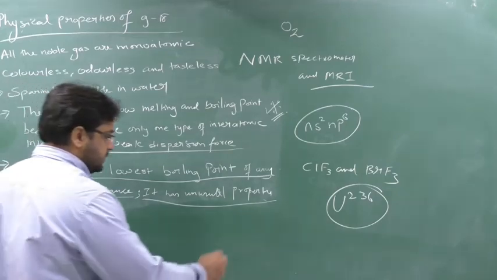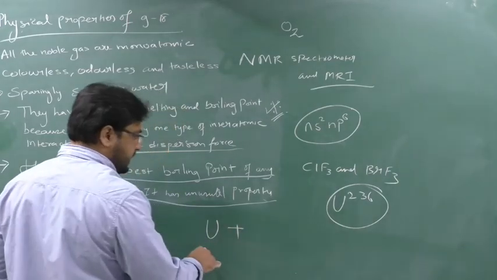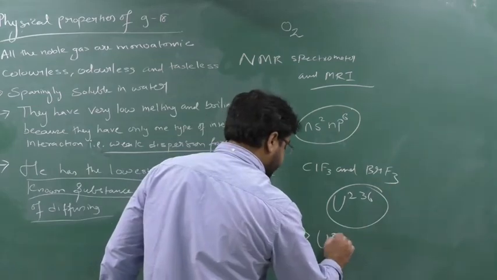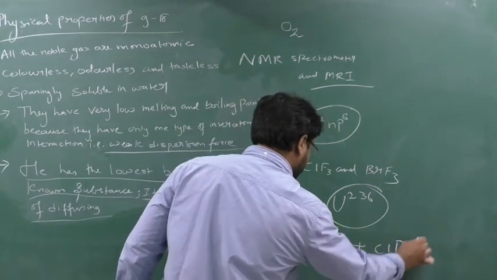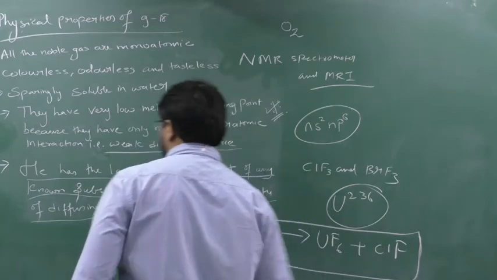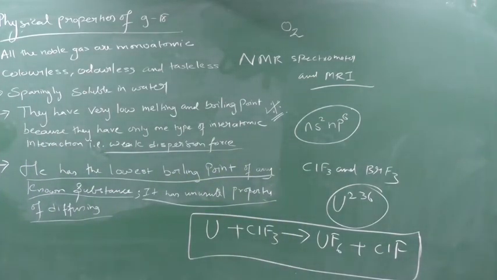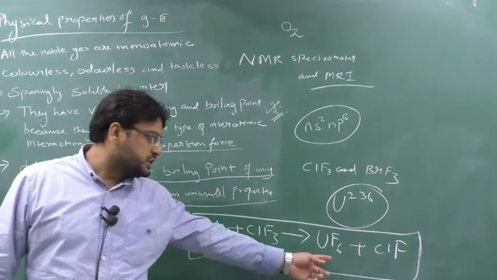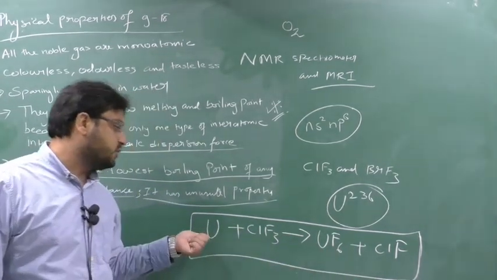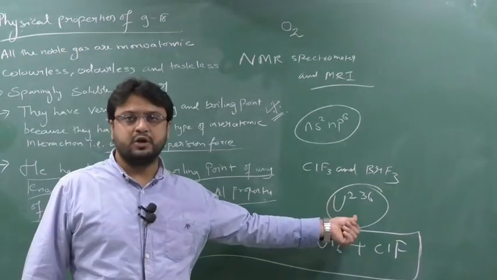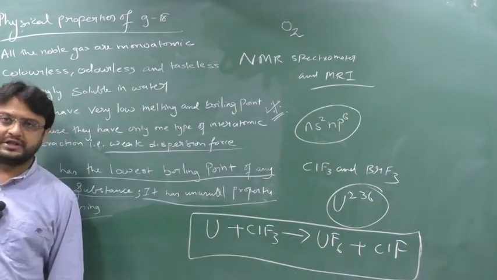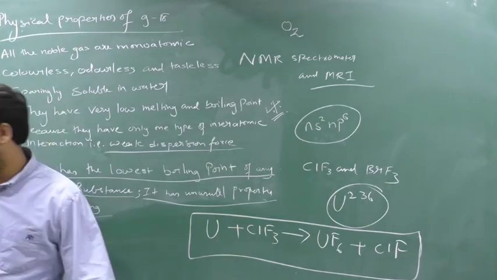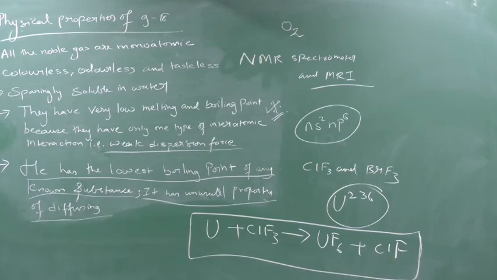Write down this U, that is uranium, 236. ClF3 will generate UF6 plus ClF. So write down this reaction. They are highly fluorinating agents, hence it is used in the production of UF6 from U236. Uranium is a radioactive element. So U236 when reacted with ClF3 forms UF6 and ClF.